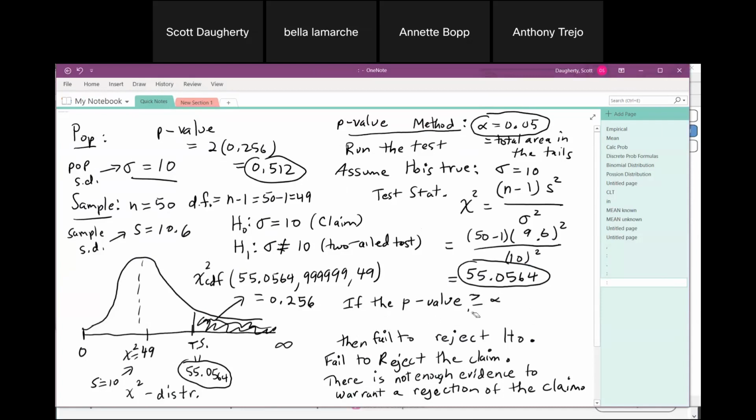And that's the same answer we got using the traditional method, right? So the p-value is greater than alpha. We fail to reject null, which is a failure to reject the claim. And again, there's not enough evidence to warrant a rejection of the claim. So that's our conclusion. We get the same answer. Just remember that if it's a two-tailed test, after you find the area in one of the tails, in this case the right tail, you still have to double it because there are two tails, right?